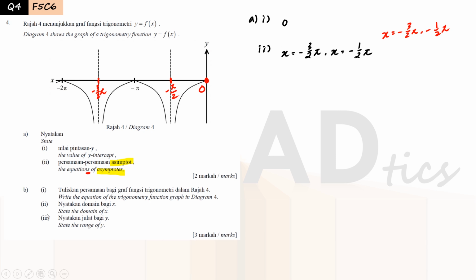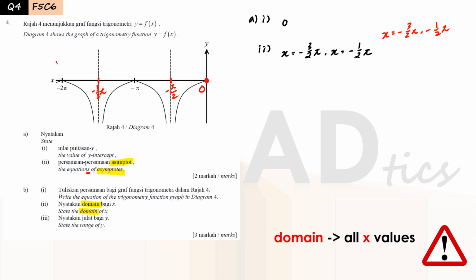And for part B2, we are finding the domain of x, so we can look at all the values of x in this diagram. Right? The x values actually start from here, which is negative 2 pi, until here, where x equals 0. So our domain will be negative 2 pi to 0.